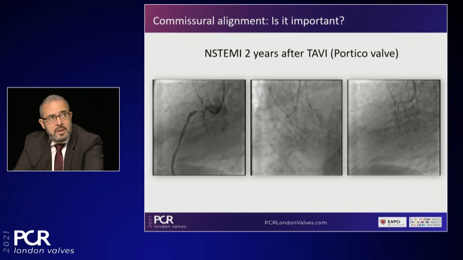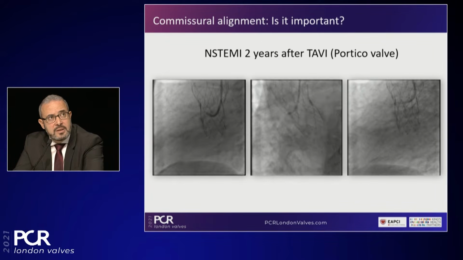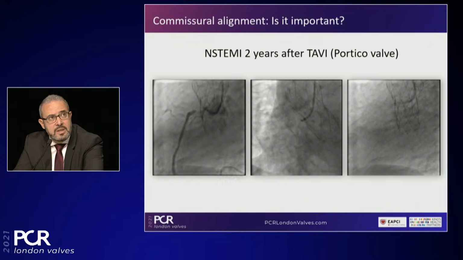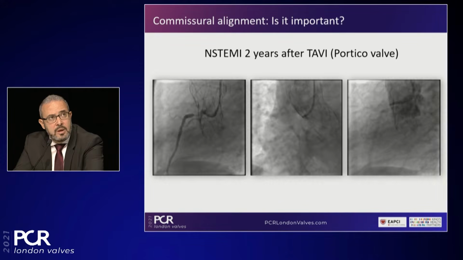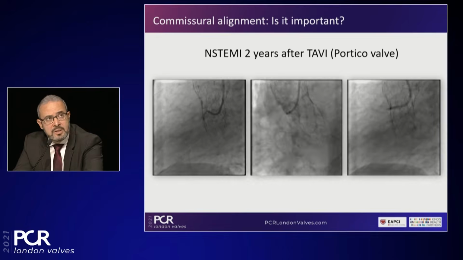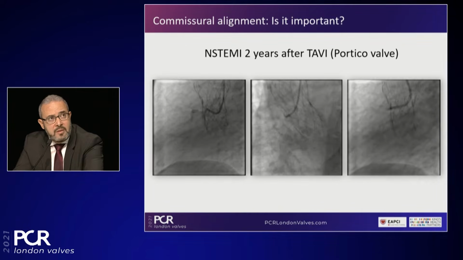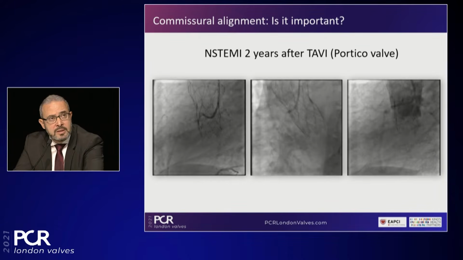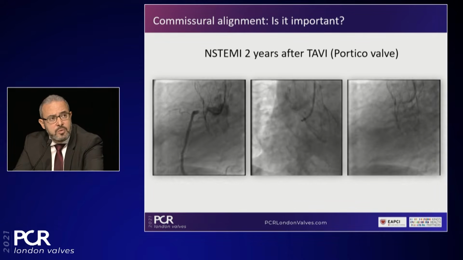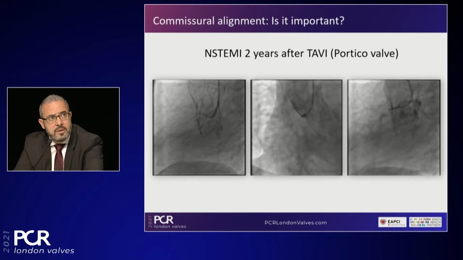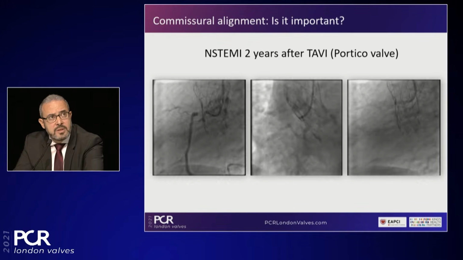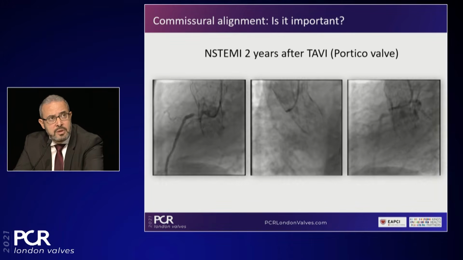So to focus on the coronary access, this is a case that we've seen a few years ago, an old lady presenting 2 years after implantation of a Portico device, so a self-expanding but intra-annular device. And she presented actually with an acute coronary syndrome, and you can see here the etiology of that is a severe stenosis at the ostium of the right coronary.